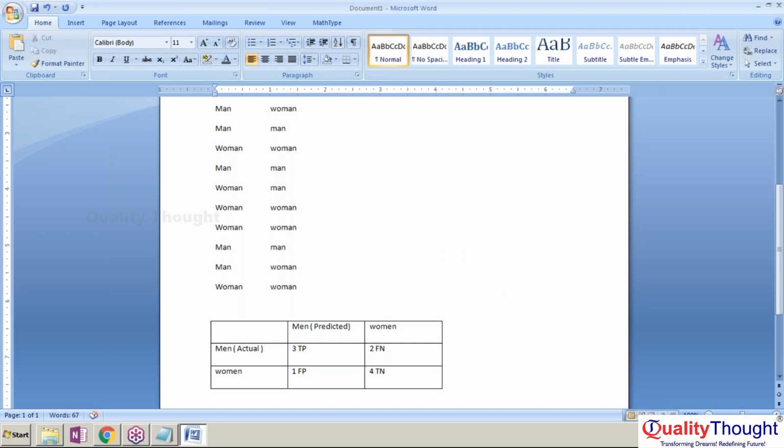Okay. So now we can also understand the recall, which defines the total number of correctly classified positive examples divided by the total number of positive examples. So what do we do here? TP. How much is TP? 3. Total positive is TP plus FN. FN represents the false negative.